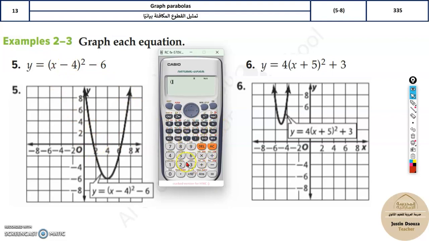2, sorry, open the bracket, 2 minus 4 the whole square minus 6. Now what happens? The y value is minus 2. Let's check. Is the y value minus 2? Over here, minus 2. Yes, this is the correct one.